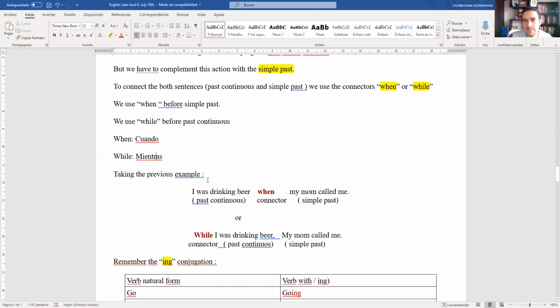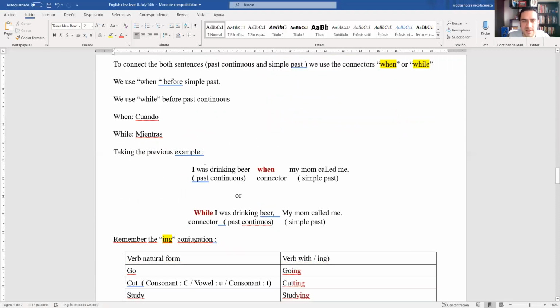Taking the previous example, so voy a tomar el ejemplo de la cerveza. I was drinking beer, past continuous, when, my connector, cuando, my mom called me. Una oración en pasado simple. Mi mamá me llamó, ¿ok? Ahora sí tiene sentido. I was drinking beer. What happened? When my mom called me. Ok. So now it's logical.